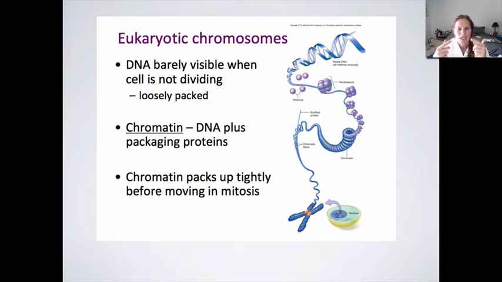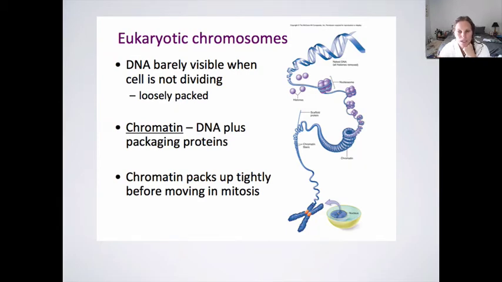Then the DNA starts to get wrapped up around what we call packaging proteins. In this picture, these little purple circles are packaging proteins. They're referred to as histones. Basically what happens is the DNA starts getting wound around these proteins.